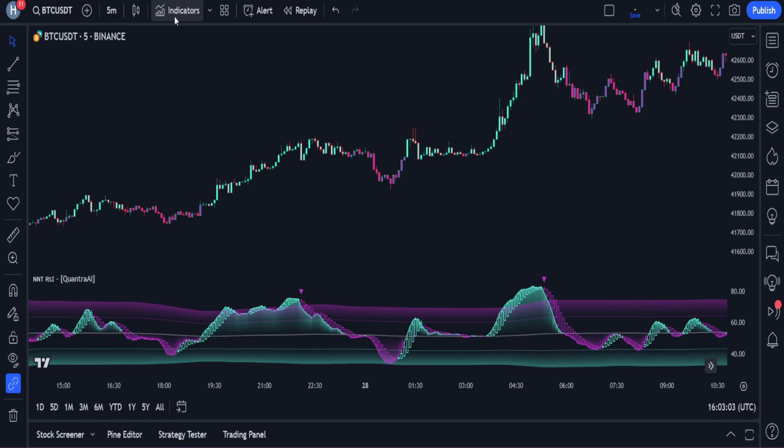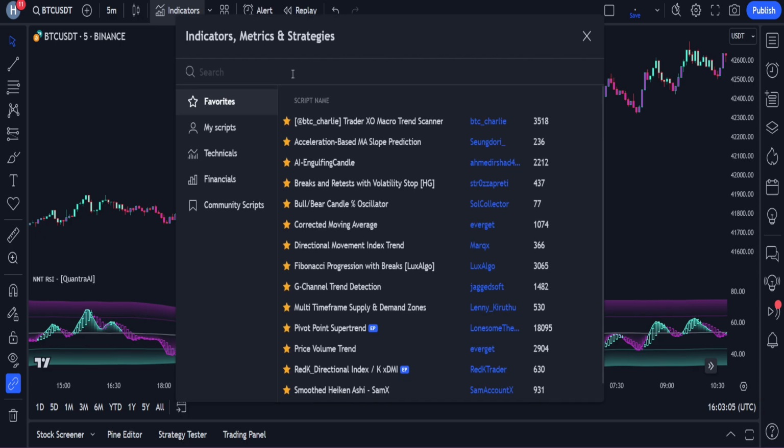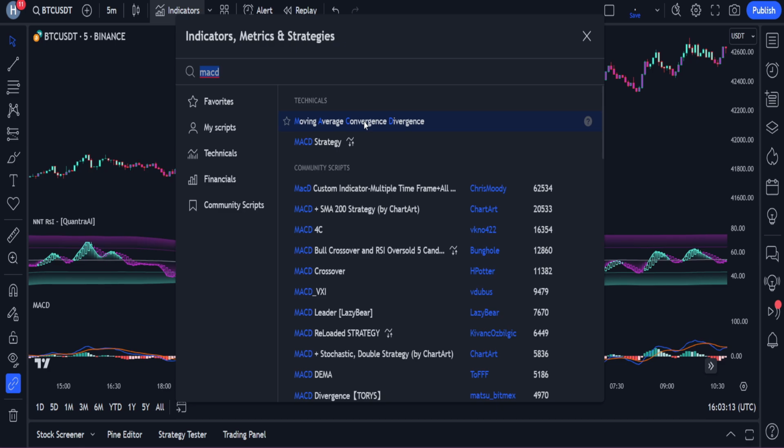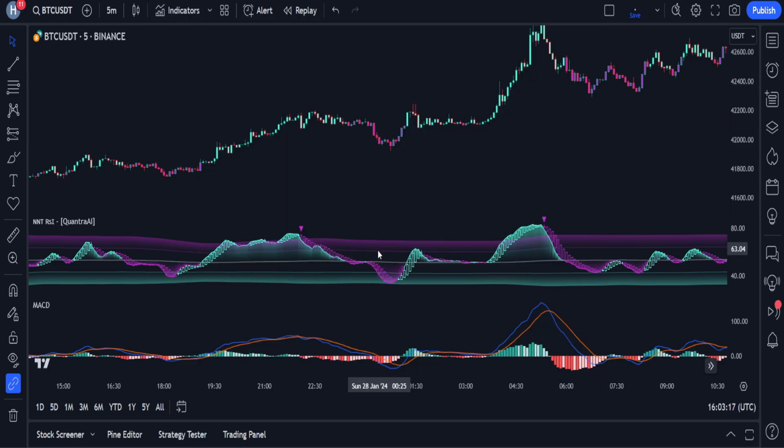But before that, let's add the second indicator of our strategy to the chart. So here we will click on the Indicators tab, and we will search for Moving Average Convergence Divergence. After this, add this indicator to the chart. This is a pretty old and useful indicator. I'm sure you all know about it.